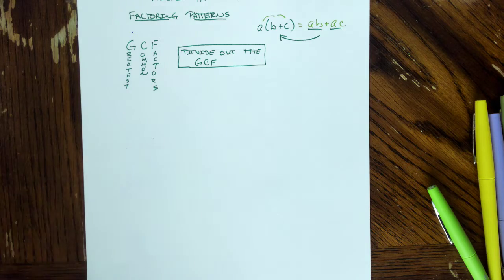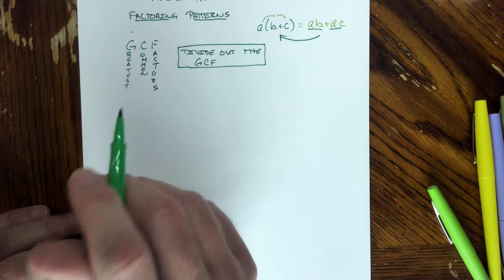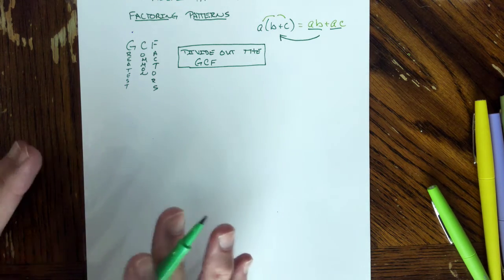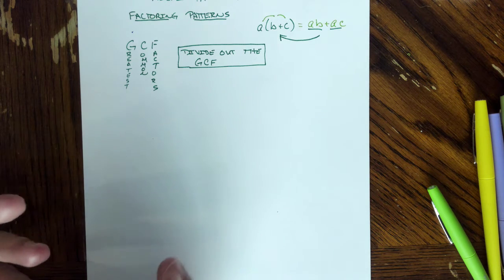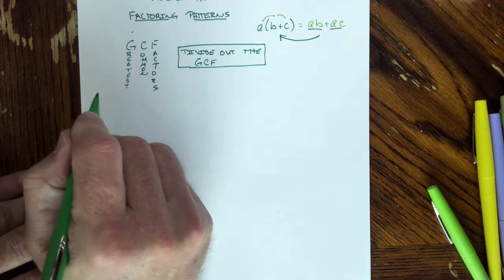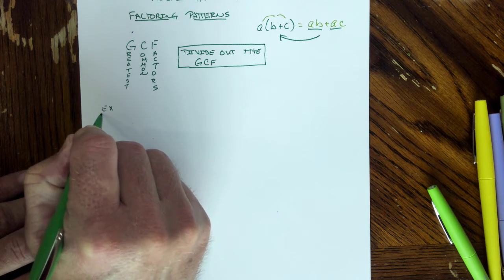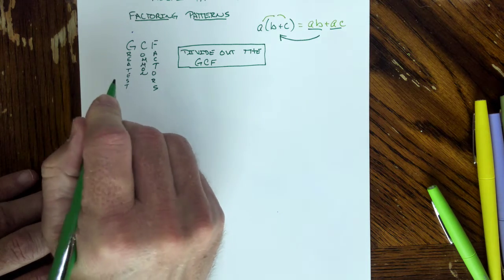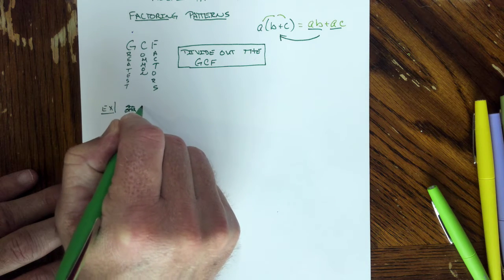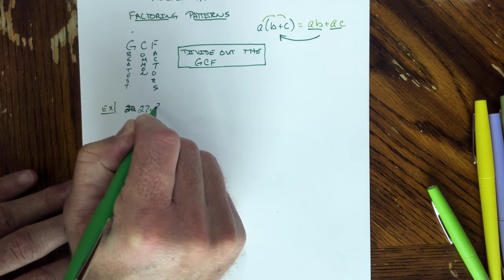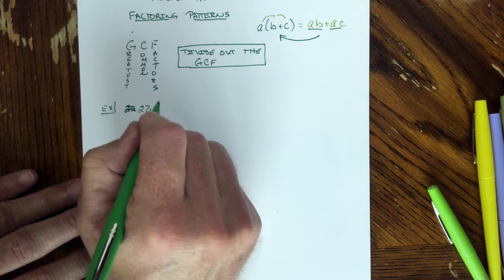So let's look at some examples and we'll throw some things out. This is going to require A, know your factoring patterns, B, remember how to do some prime factorization. So let's look at example number 1. I'll give you 27y squared plus 18y.